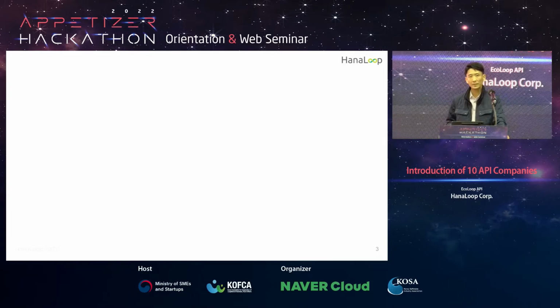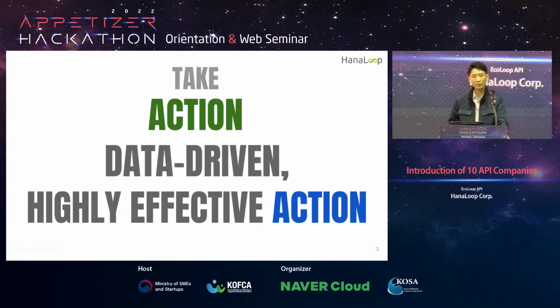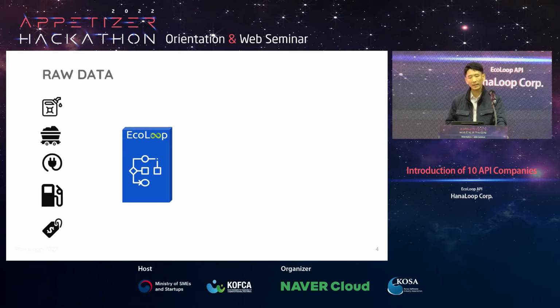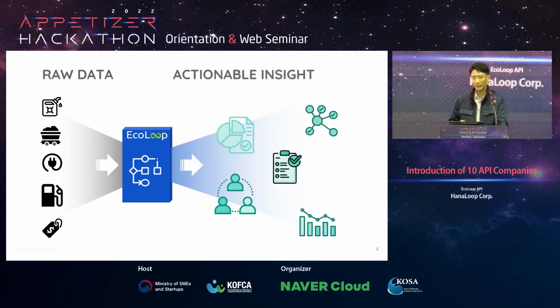What can we do in the face of this crisis? What should we do? We should take action, not just any action, but highly effective data-driven action. That is precisely why we built Ecoloop, a platform for climate insights. Ecoloop takes activity data and other relevant data as inputs and turns them into insights. Users can identify which activities are the most carbon intensive, understand why, and pinpoint where they're happening. Ultimately, this will lead to effective decarbonization of the organization.